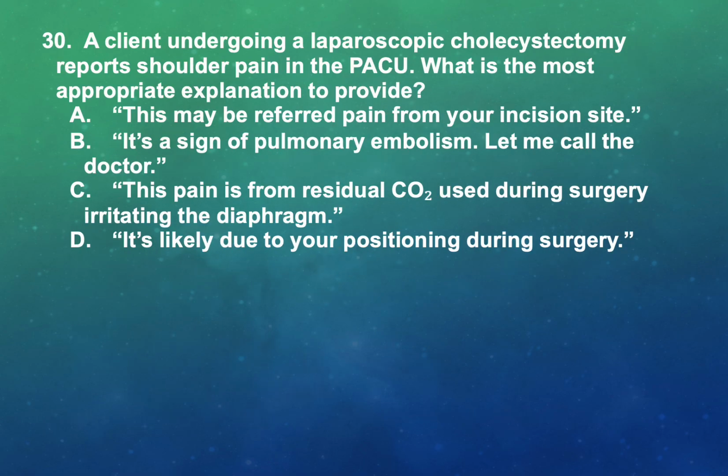29. Charlie. 30. A client undergoing a laparoscopic cholecystectomy reports shoulder pain in the back. What is the most appropriate explanation to provide? Answer: Charlie. During a laparoscopic cholecystectomy, carbon dioxide gas is insufflated into the abdominal cavity to create space for the surgical instruments, a pneumoperitoneum. Any residual carbon dioxide gas left in the abdomen can irritate the phrenic nerve, causing referred pain to the shoulder. Assuring the patient that this is an expected finding helps alleviate anxiety. 30 is Charlie. 31.